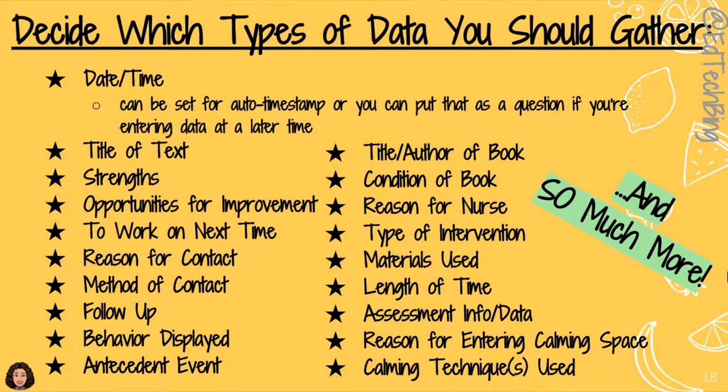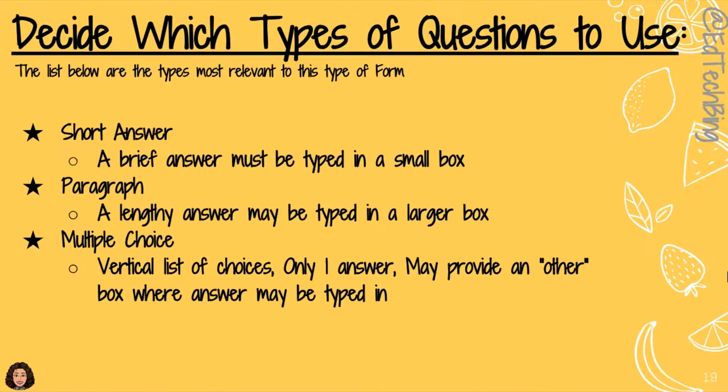After you have decided which types of data you should gather, you need to decide which types of questions will serve as the most efficient way to gather that type of data. I will review 6 types that are most relevant to this type of Google form. A short answer question allows the responder to type in a brief answer in a small box. A paragraph question allows the responder to type in a much more lengthy answer in a bit of a larger box.